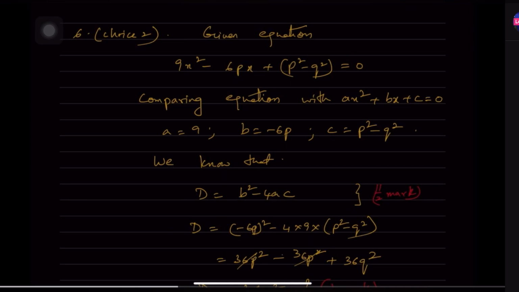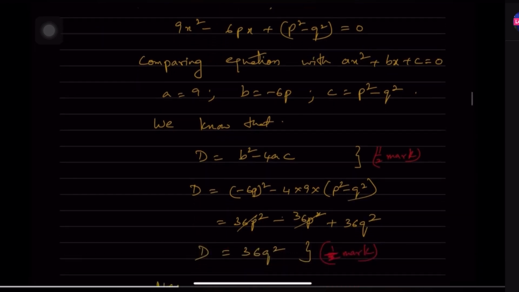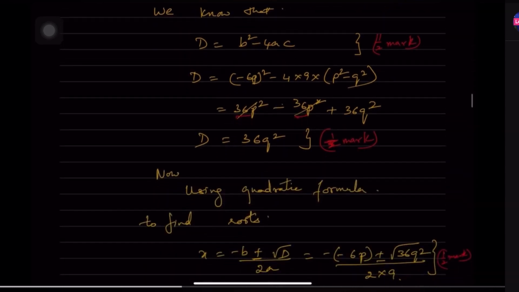So D is equal to, put all the values of b, a, c. So (minus 6p) whole square minus 4 into 9 into (p square minus q square). So if you are multiplying this, you are getting first term as 36p square minus 36p square plus 36q square. So these two terms will get cancelled. Therefore D is equal to 36q square. You can take this as half mark.